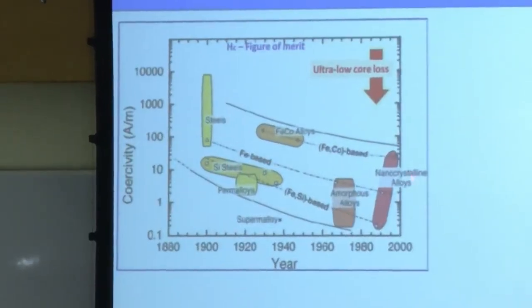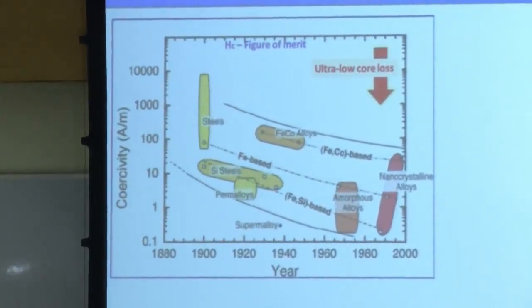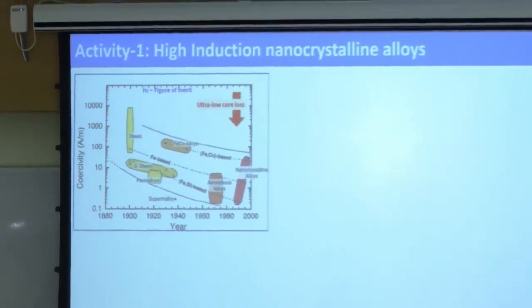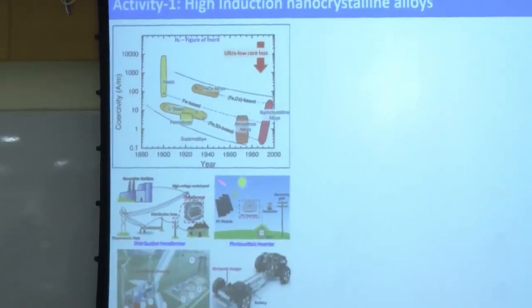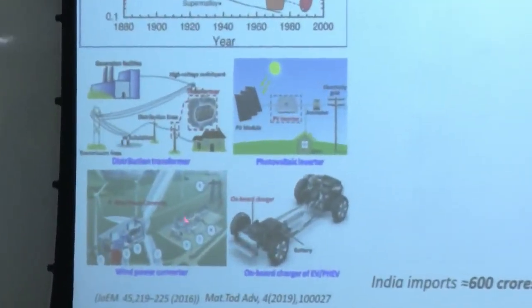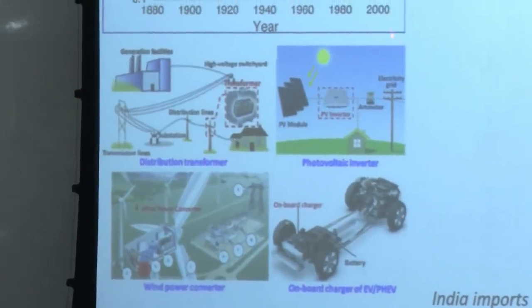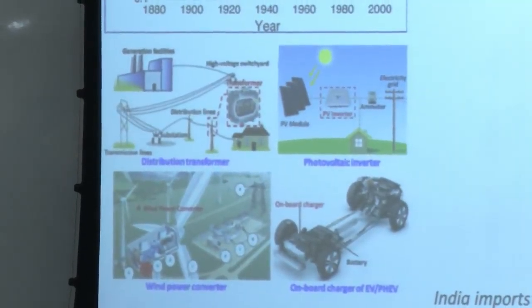The amorphous and nanocrystalline alloys are the superior soft magnets existing at the present time. And because of this, especially in newer technologies like solar PV or EV, these soft magnetic materials, nanocrystalline alloys, are increasingly used. Right now, India is importing close to 600 crores of iron amorphous and nanocrystalline alloys.